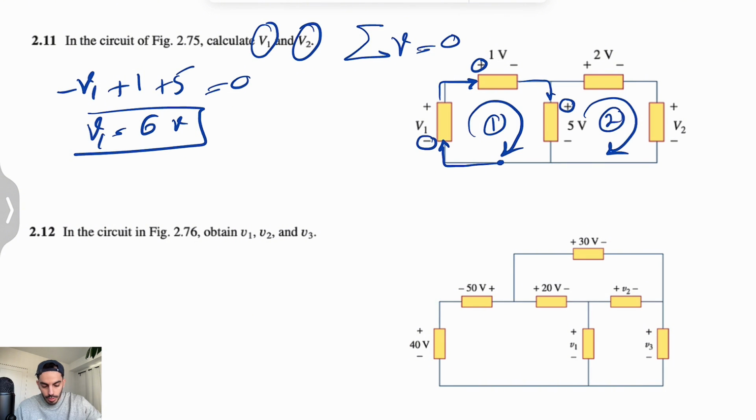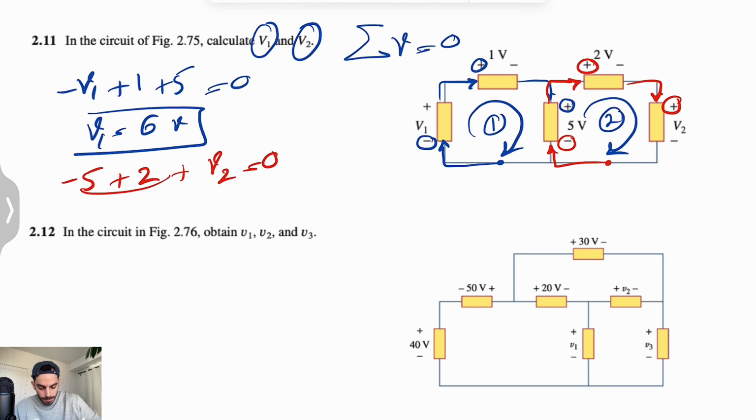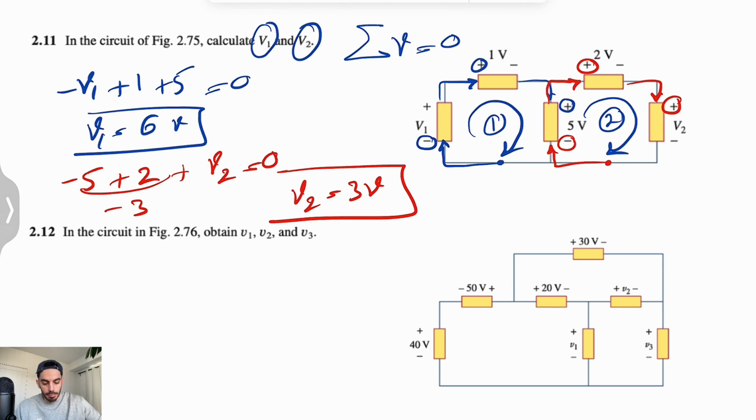All right, so let's move on to the second loop. Let's show this with red. We can start with any point, so let's just go from here. Again, we are entering this pole, so -5, passing here, we're entering positive +2, and the other one again plus V2 equals 0. That's going to be -3, so our V2 is 3 volts. Two equations, two unknowns, and we figure out this question. So let's move on to the second one.